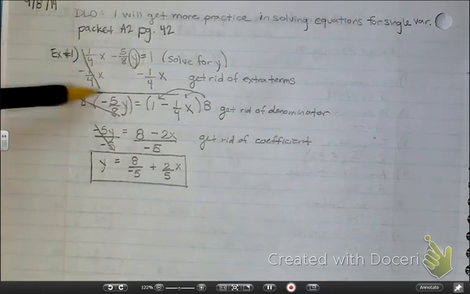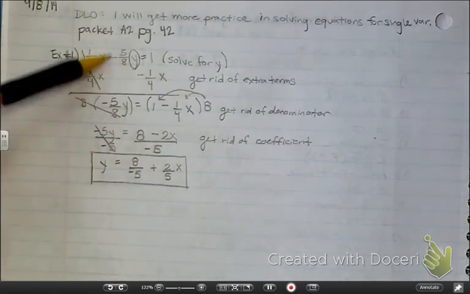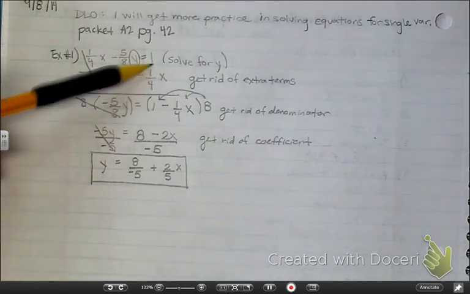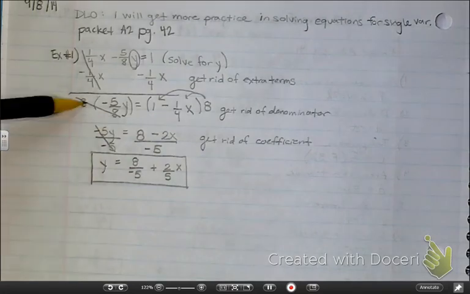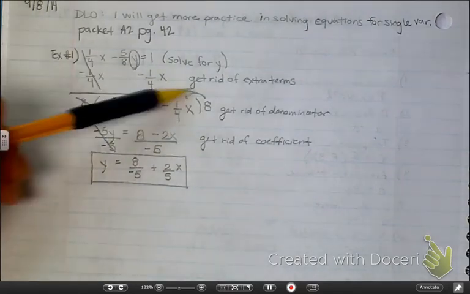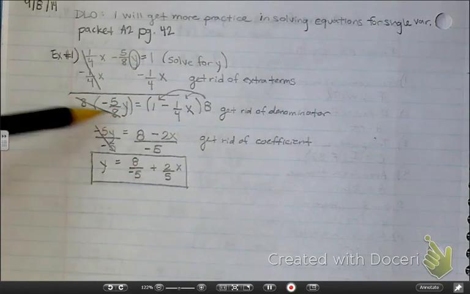So on this side, it got rid of it because we were trying to get rid of that extra term that was on the same side as y. So I brought it over to the other side. These were not like terms, so I had to keep them separate from each other. Then I wanted to get rid of the denominator, so I multiplied both sides by 8. Multiply by 8 here, multiply by 8 here. So those were multiplicative inverses, so those canceled out to 1.